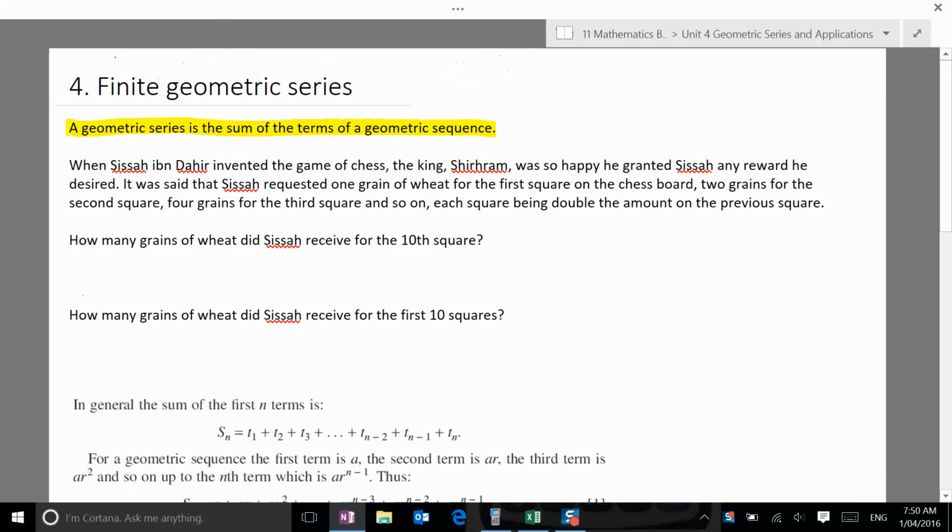So terms could be like 1, 2, 4, 8. A series would be 1 plus 2 plus 4 plus 8. Okay, 8 would be T4. This would be S4. The series, or the sum of the first 4 terms of the sequence.